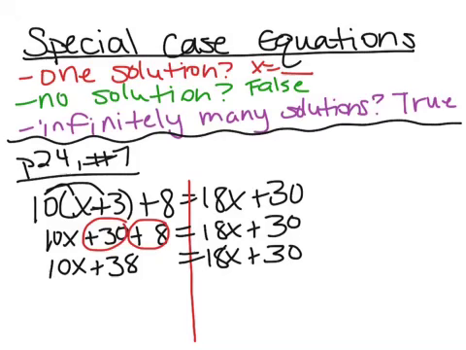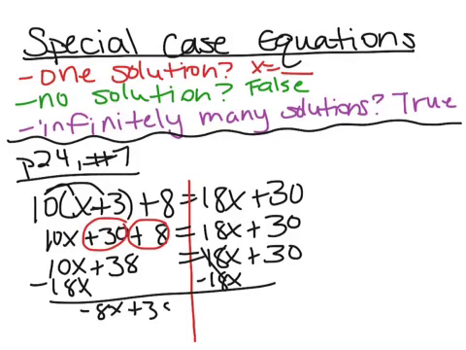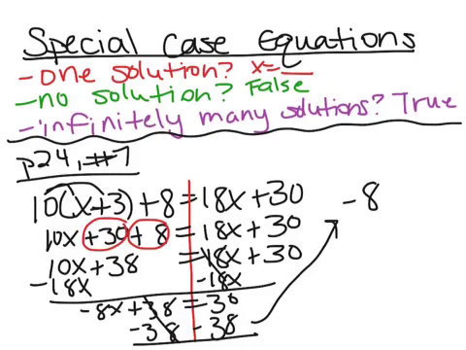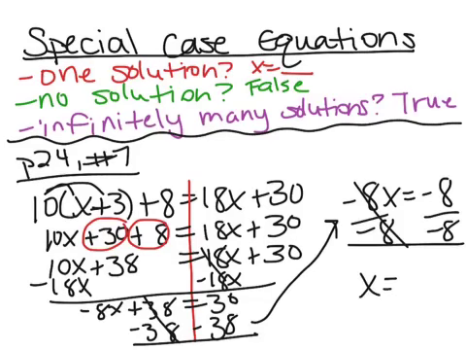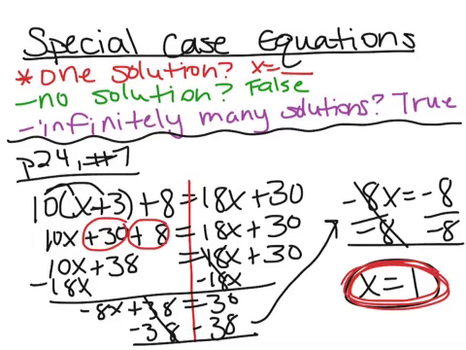I need to get all my variables to one side, so I'm going to move my 18x to the other side by subtracting. So I get negative 8x plus 38 equals 30. Then I need to get x by itself, so I have to get rid of this 38 by subtracting it on both sides. So I end up getting negative 8x equals negative 8. I have to divide both sides by negative 8 to get x by itself. So x equals positive 1. In this case, this was the first possibility: I have one solution, and my one solution is that x equals 1.